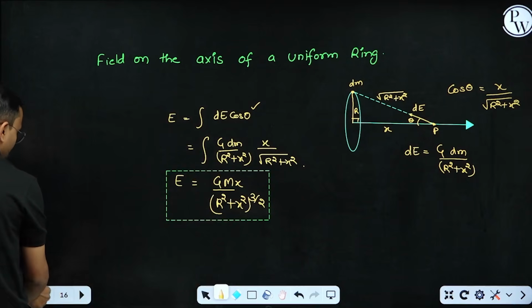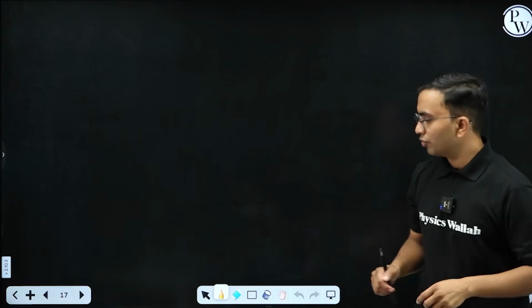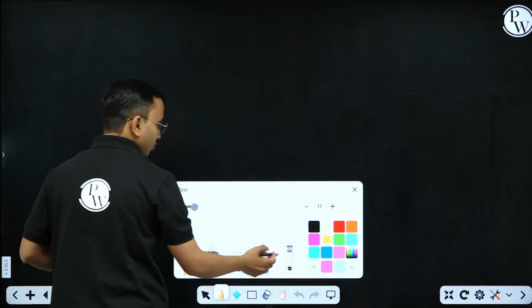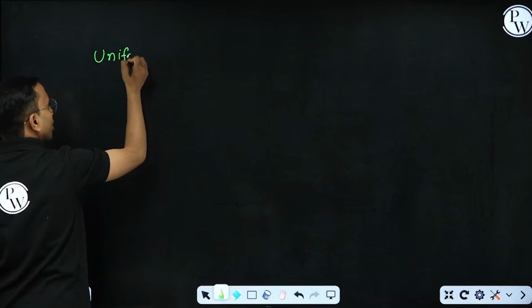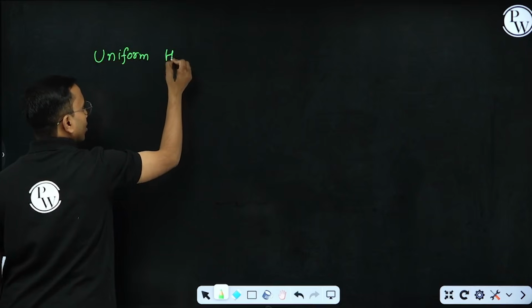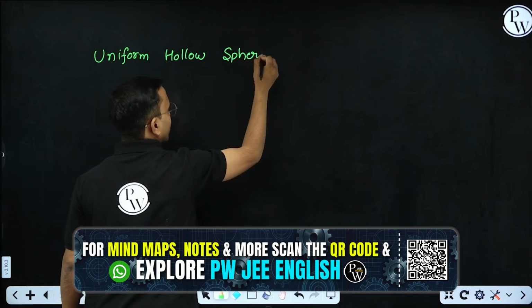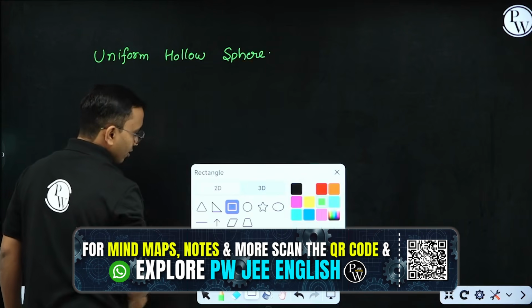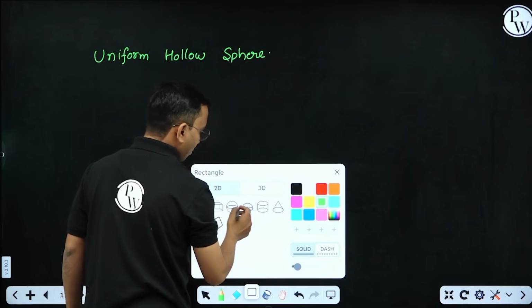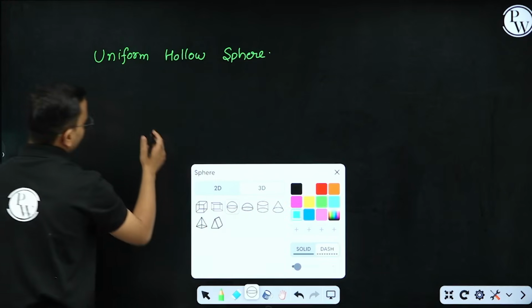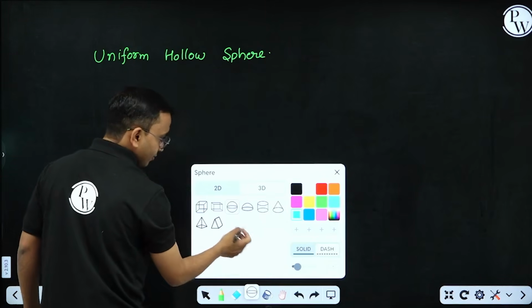Now, let us do the same exercise that we did for the hollow sphere. Let us take a uniform hollow sphere. I am considering a uniform hollow sphere. Okay, let us draw a sphere with this color, not dotted. I don't need the dotted one. I need solid.